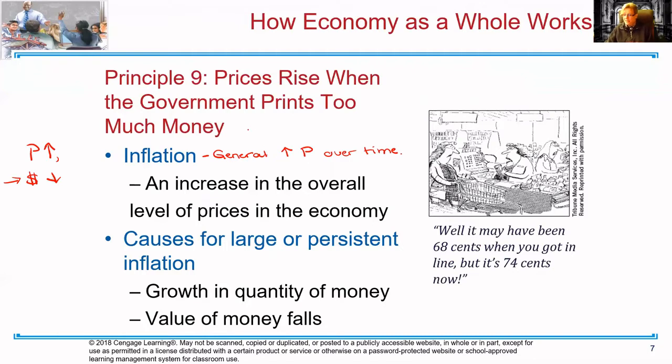We can also have deflation, and deflation is a decrease of prices over time. And that likewise would make our money more valuable.